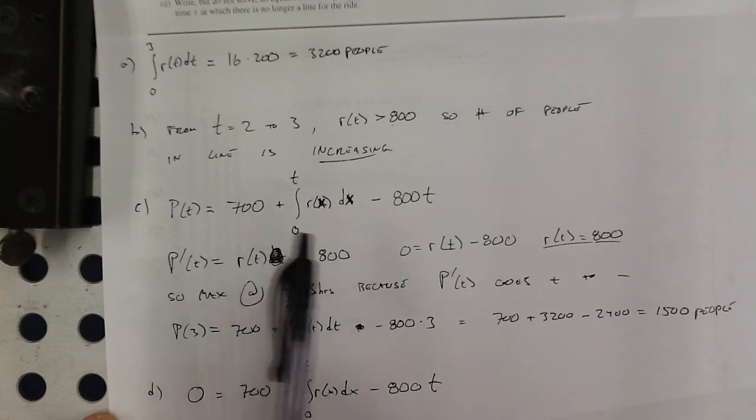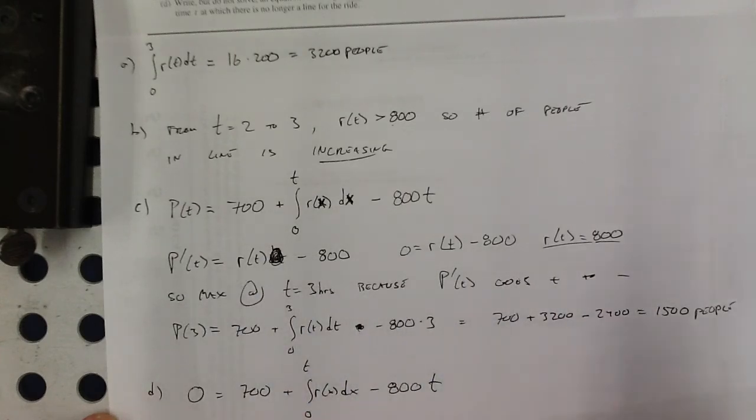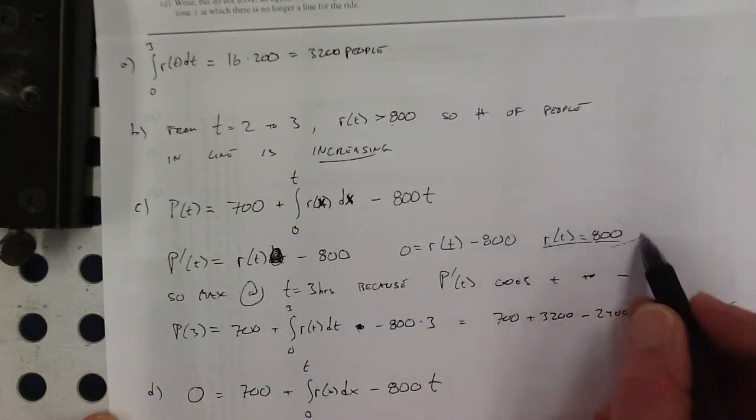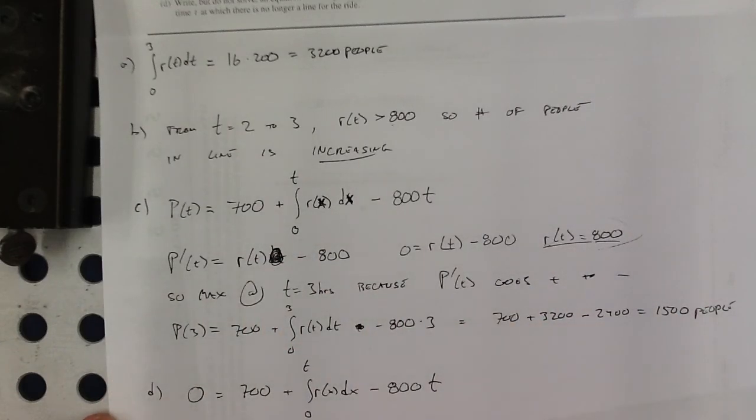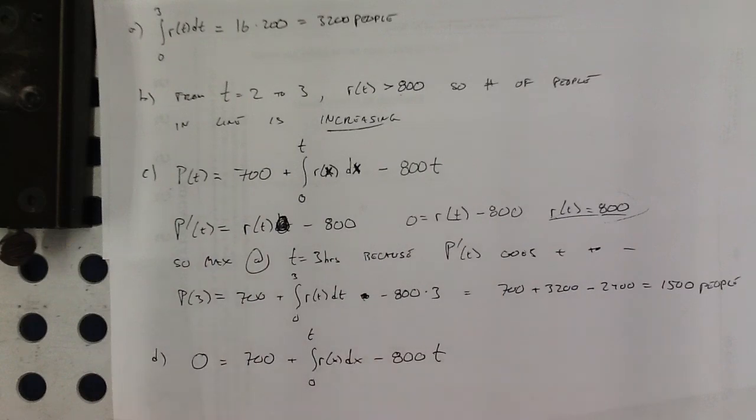So I guess it was possible to do this one if you just realized this thing about the rates, you could have done part C without writing this equation here. So once we have that, that made part D very easy.